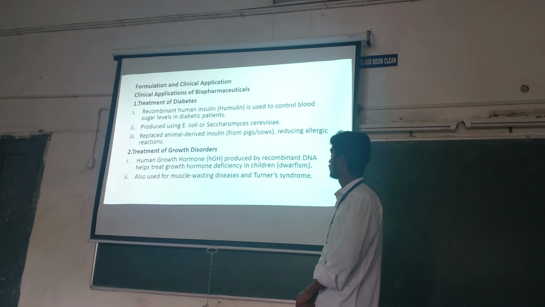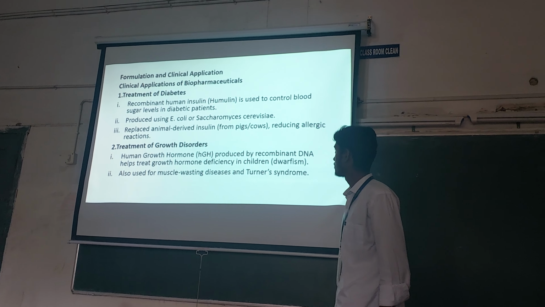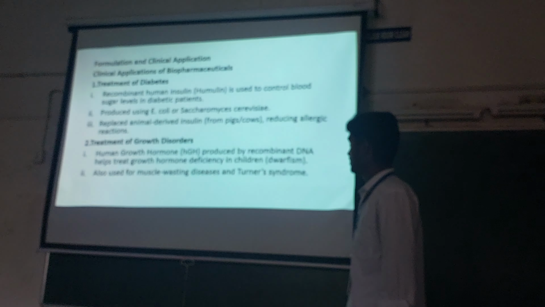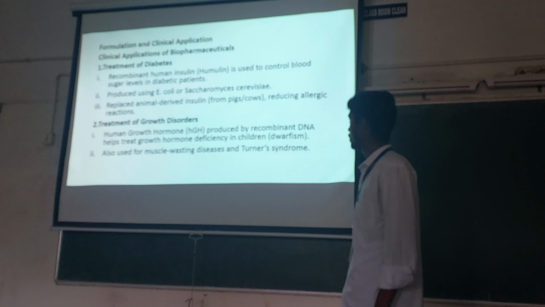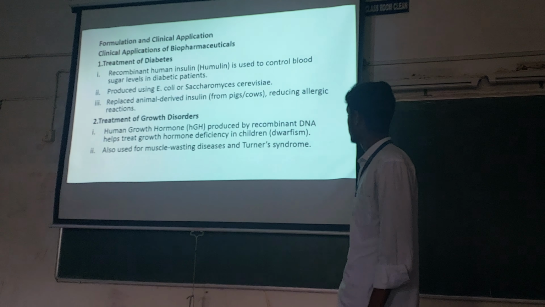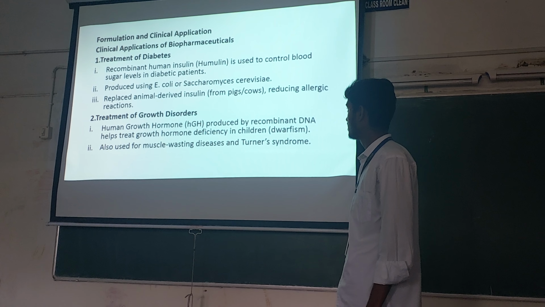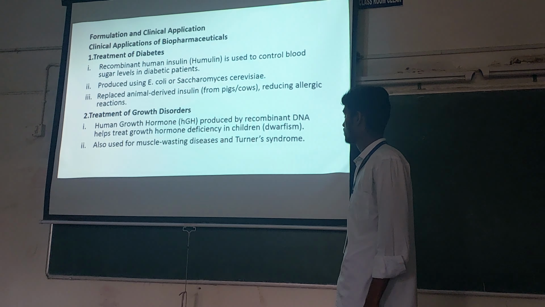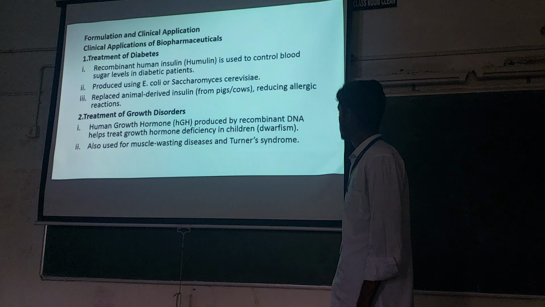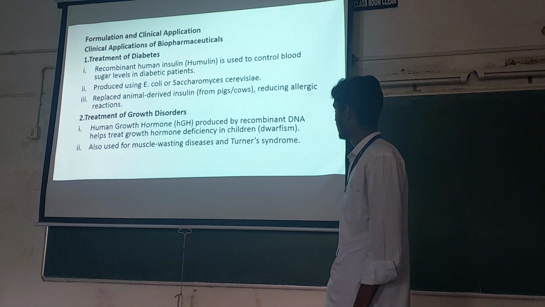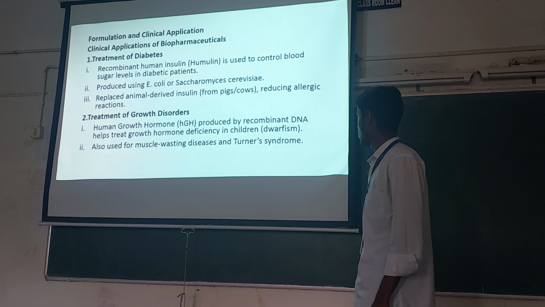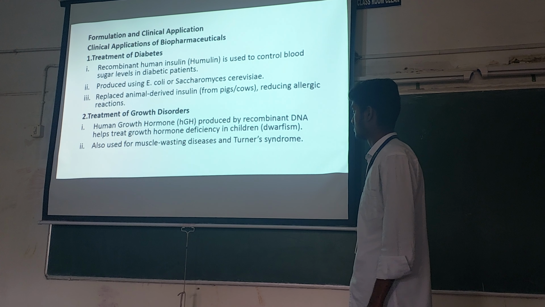Next, applications. Formulation and clinical applications. Clinical applications of biopharmaceuticals. 1. Treatment of diabetes. Recombinant human insulin, Humulin, is used to control blood sugar levels in diabetic patients. Produced using E. coli or Saccharomyces cerevisiae. It replaced animal-derived insulin from pigs or cows, reducing allergic reactions.